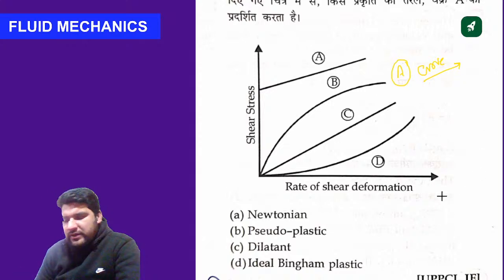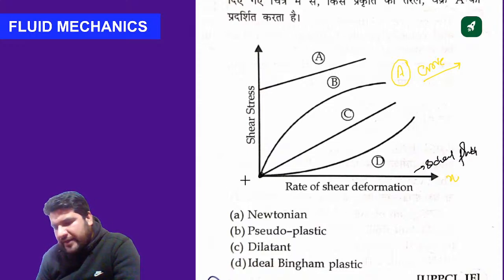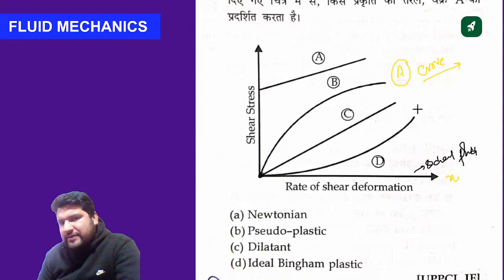I will write it down. The curve parallel to the x-axis or deformation axis is simply the ideal fluid. And we have the second curve for which B is 0, and n is greater than 1. In that case, the liquid is dilatant.